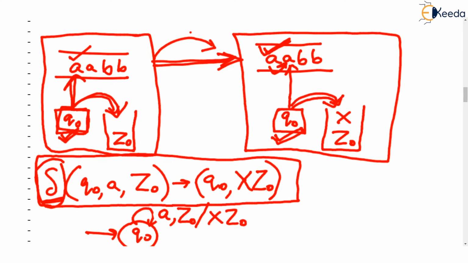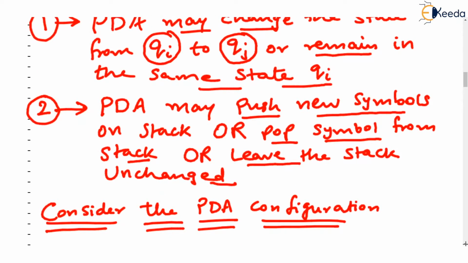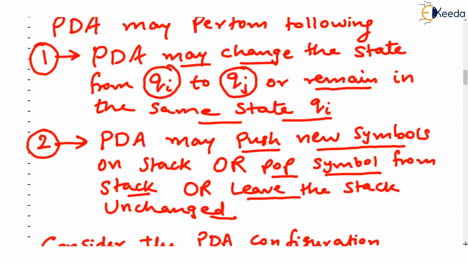On the stack, there is a new symbol X, which is on the top of Z0. You can just see this stack in the current configuration and this stack in the new configuration. There is a new symbol pushed. So can you relate it like this? What really has happened is the PDA was in state Q0, isn't it? And after reading symbol A in the state Q0, the PDA remained in the state Q0. And secondly, the PDA pushed. There was a push operation done, and on top of Z0, there was a new symbol X which was pushed.